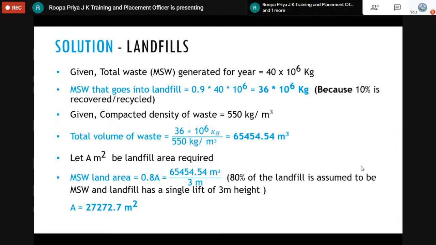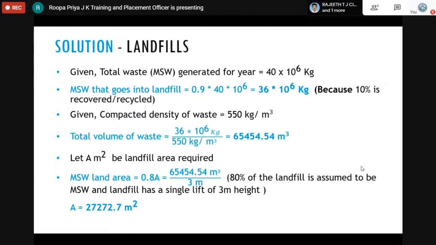So considering the municipal solid waste that goes into the landfill divided by the compacted density of the waste, that is equal to 550 kg per meter cube, we get 65,454.54 meter cube as the total volume of the waste. So this is the total volume of the waste, which is calculated using the total amount of generated waste which goes into the landfill, divided by the compacted density of the waste.